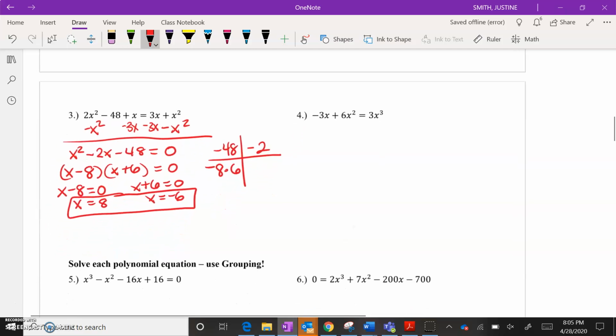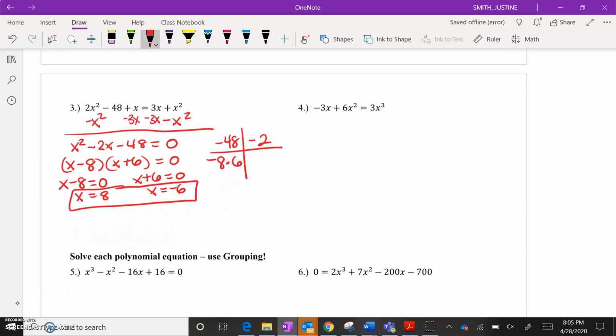Okay, so number 4, again, I'm going to put this in standard form. So I'm going to subtract the negative 3x cubed. So I have negative 3x cubed plus 6x squared minus 3x is equal to 0. I'm going to take a GCF out of negative 3x to get x squared minus 2x plus 1.